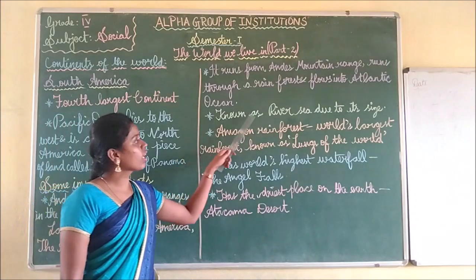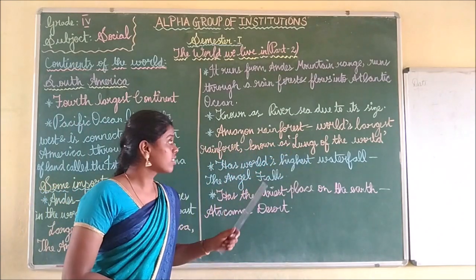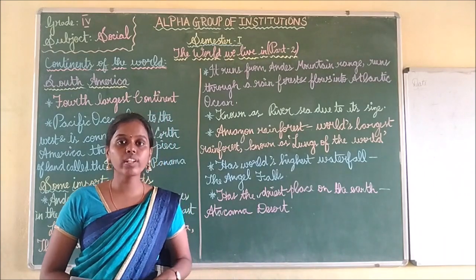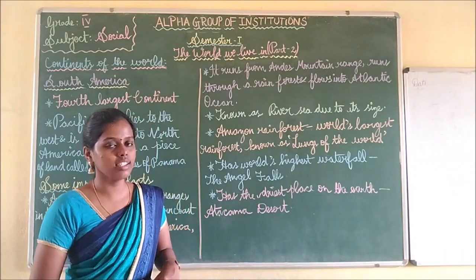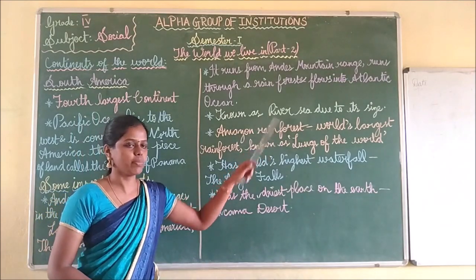Okay, it is known as River Sea due to its size. The name of Amazon is River Sea. Because of its size, this name has been given.